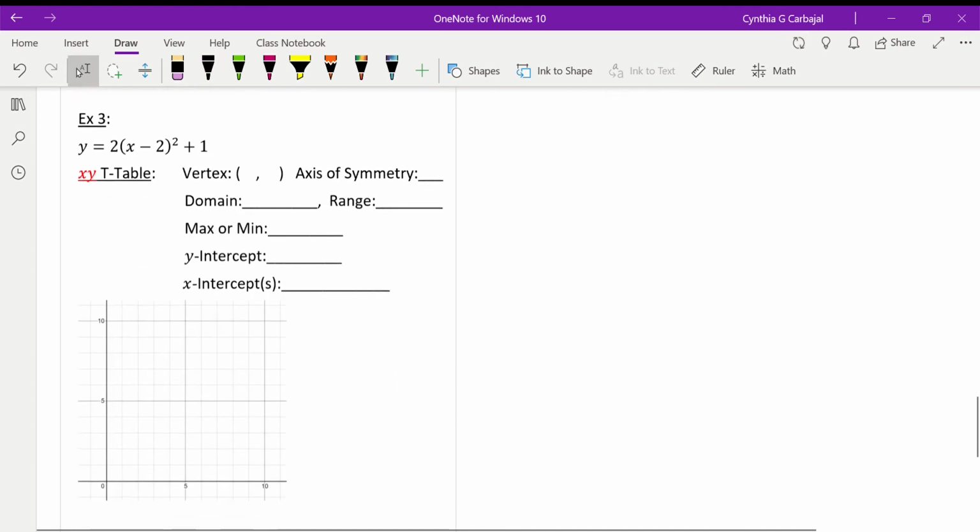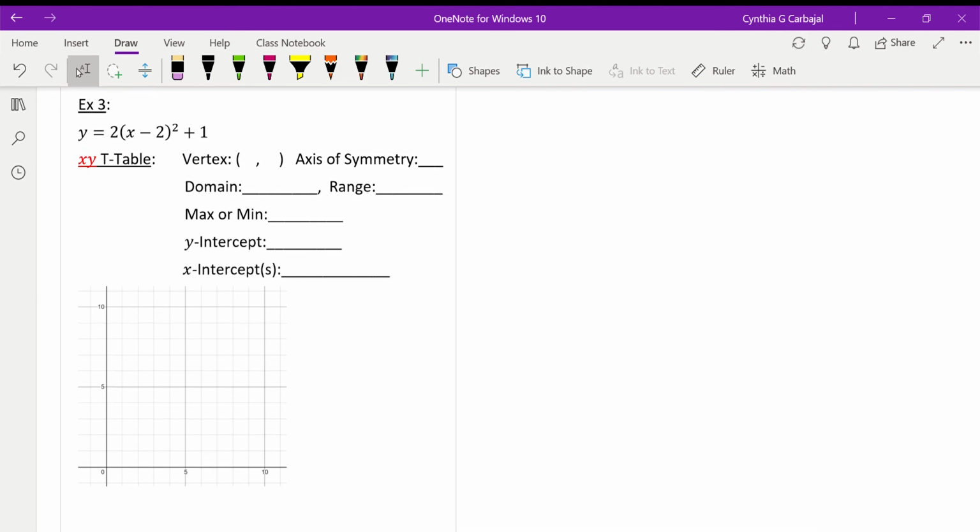Oh, one more. My vertex here is going to be positive 2 and 1. So those come from here and here. Okay, then my axis of symmetry is always the x value of the vertex, so 2. Sorry guys, I cannot make a better 2. My domain is all real numbers. My range is y is greater than or equal to the y coordinate of the vertex, so 1. We're back to a positive parabola, so we're going to have a minimum for our vertex.